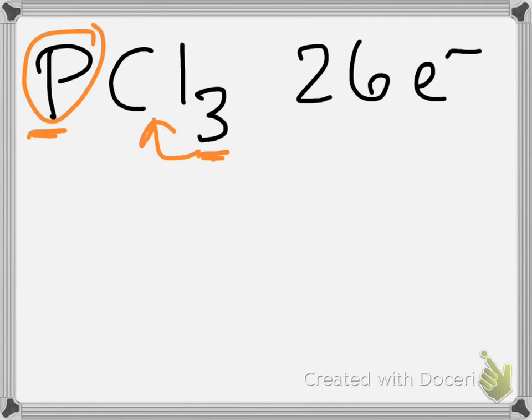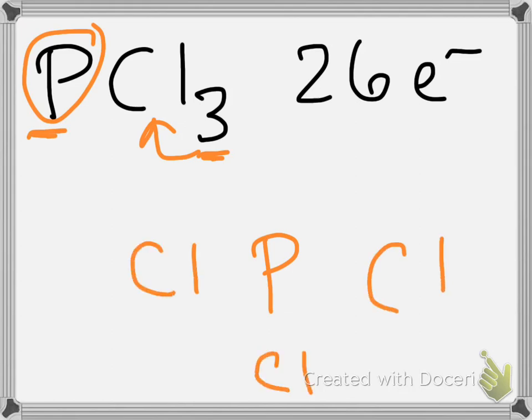Now what we need to do is set up our structure. So phosphorus is going to be surrounded by 3 chlorines, and each of those is going to be connected to our phosphorus. At this point, we have drawn 2, 4, 6 electrons. Remember, each bond contains 2 electrons. So we have a total of 20 electrons left to draw.